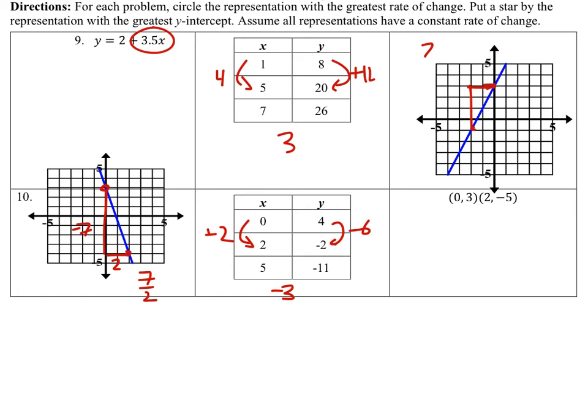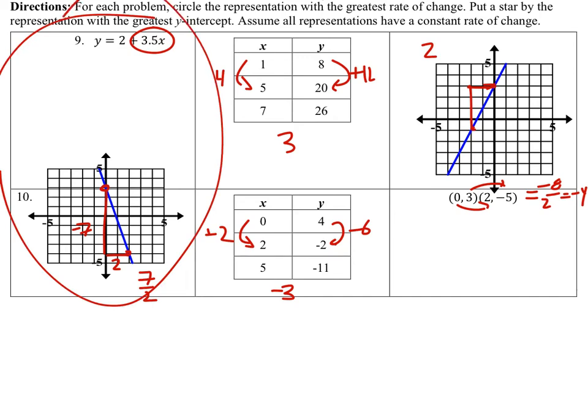And then down here, we'll use the rainbow method. 3 to -5 is -8, and then 0 to 2 is 2, so that's a -4. So the biggest rate of change looks like it is this one, because negatives are less than positives. Wait, no. Hold on a second. Let's take that back. Yep, 9 has the biggest rate of change because 3.5 is bigger than 3. That's even better.